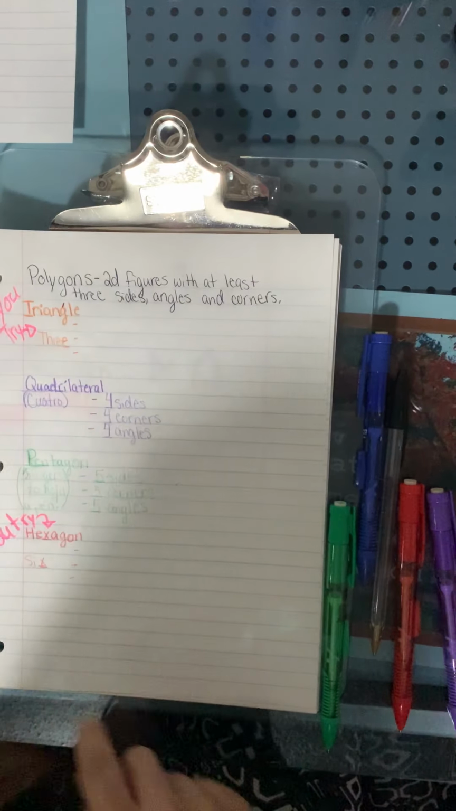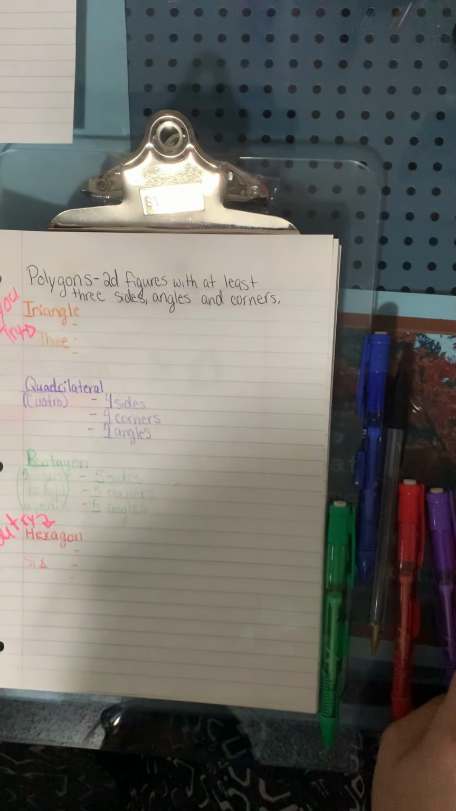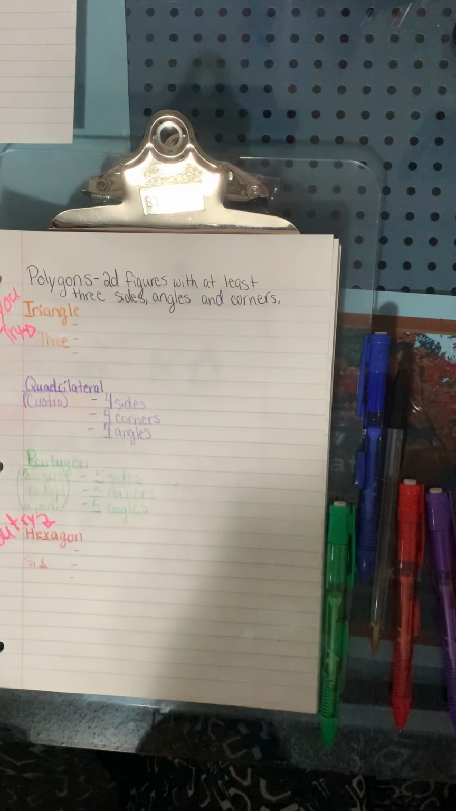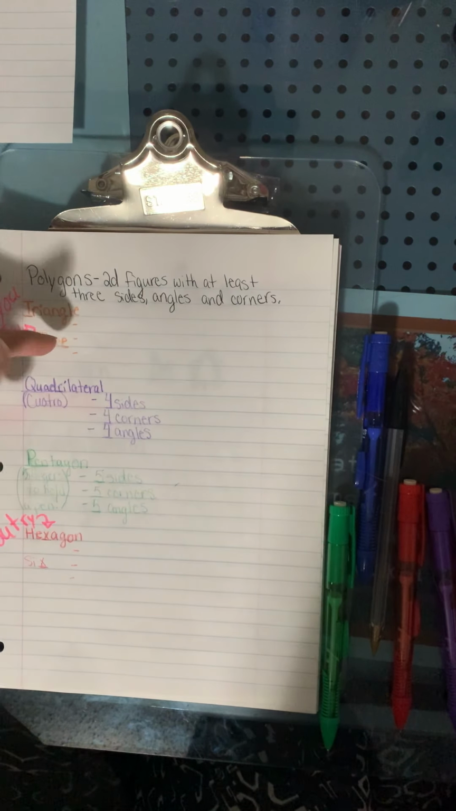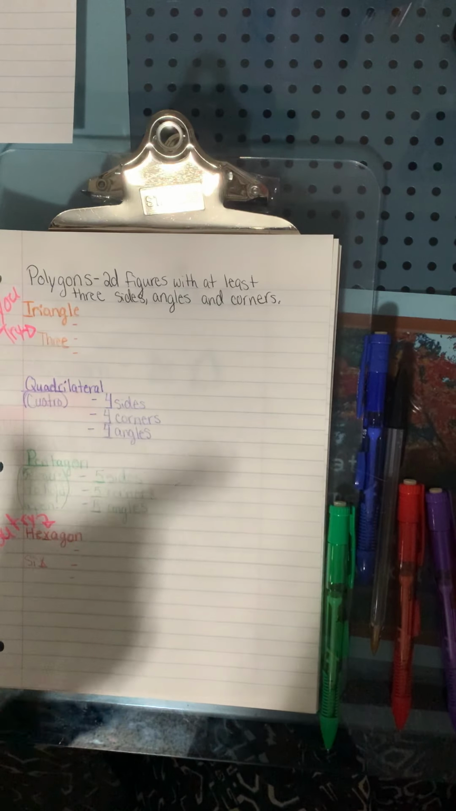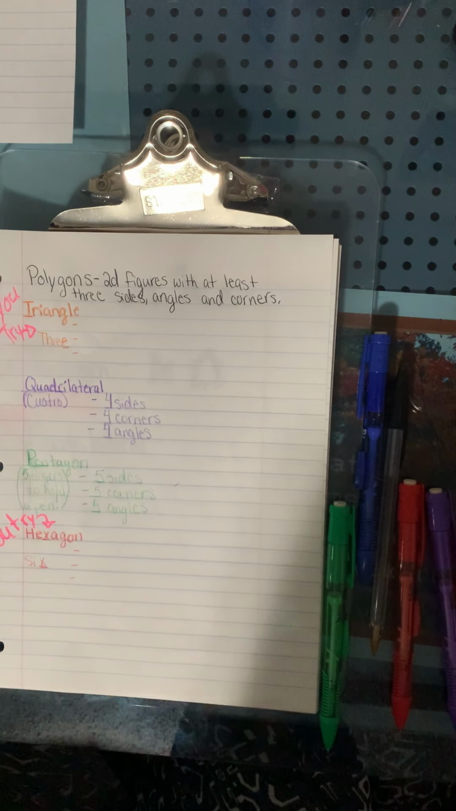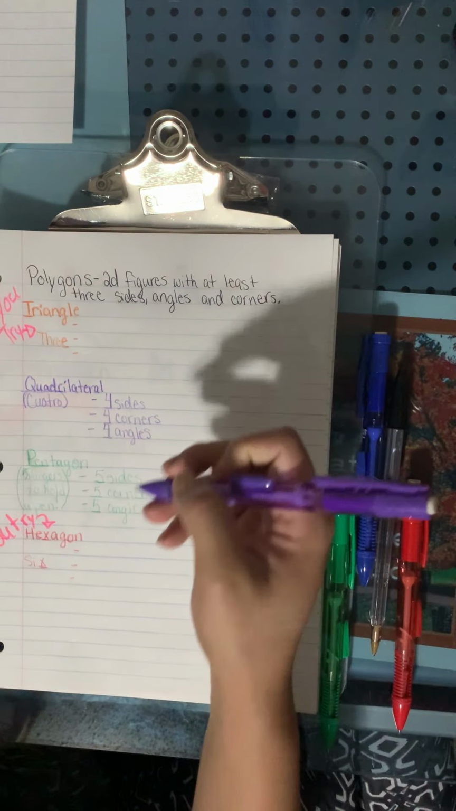And these are you tries. Make sure you take your time. Make sure you write down all the attributes, okay? We're talking about sides, angles, and corners. And if it helps, you can always draw a picture.